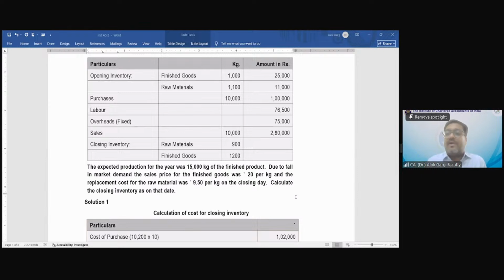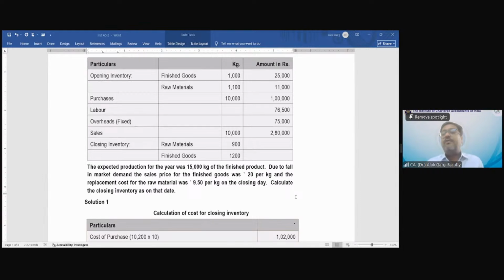The expected production, the normal production, budgeted production is 15,000 per unit. Okay. 15,000 kg of the finished product. Due to fall in market demand, the sale price of the finished goods becomes 20 rupees per kg. And the replacement cost of the raw material was 9.5 rupees per kg. Calculate the closing inventory as on that date. Okay. So we need to calculate the closing inventory as on that date.